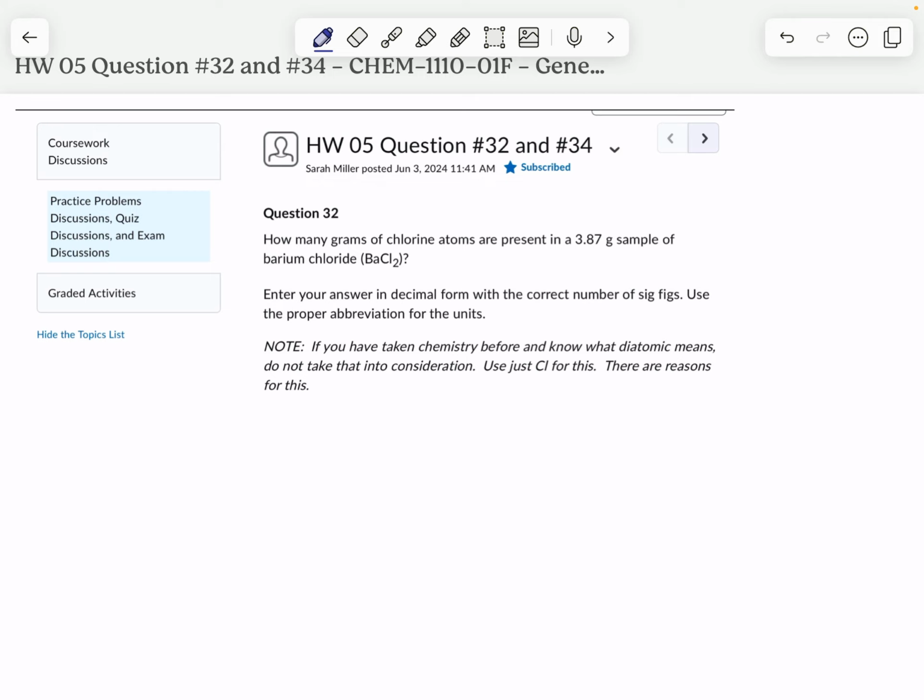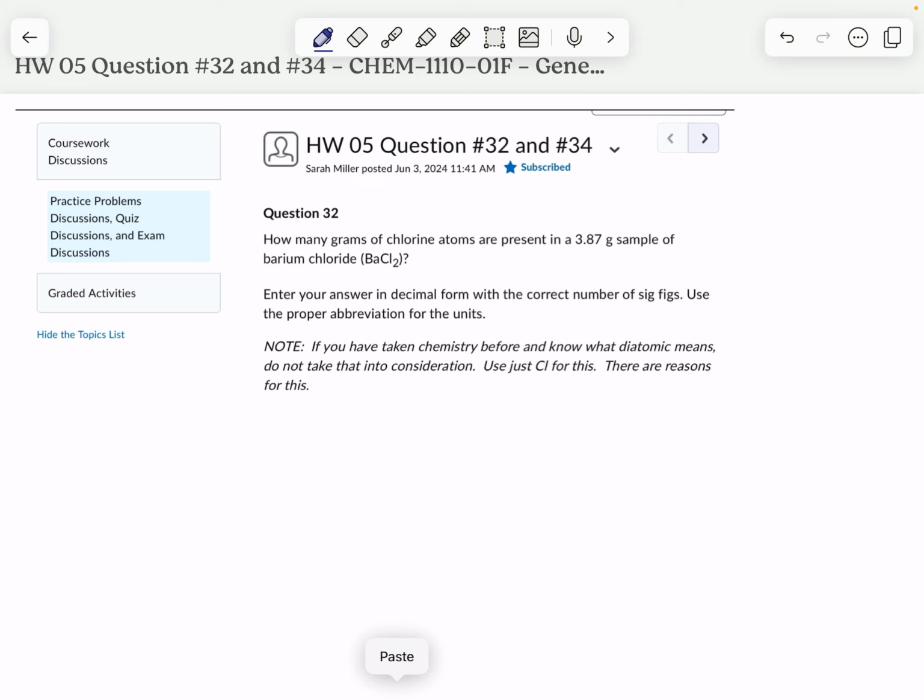Hey there, here's a question on our homework 5. This is one of the harder questions, so let me encourage you to put it off until you've got a good handle on the other questions that are asking about grams and moles and atoms and such.